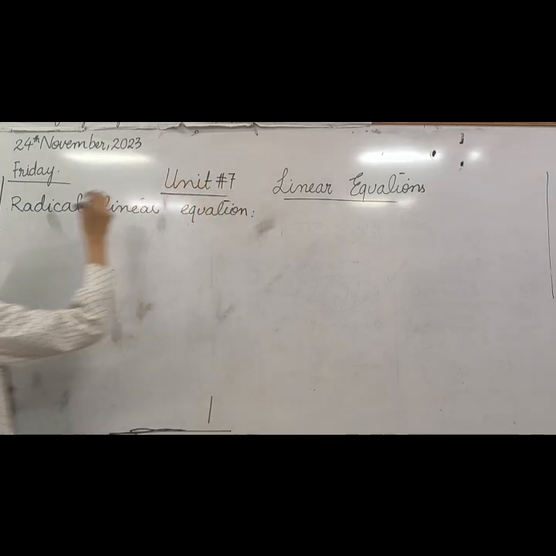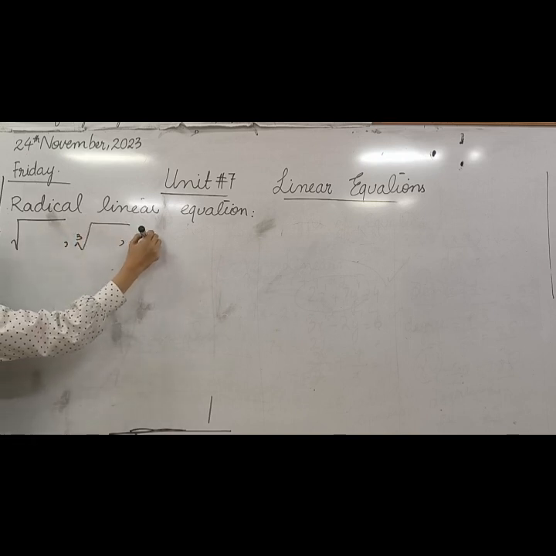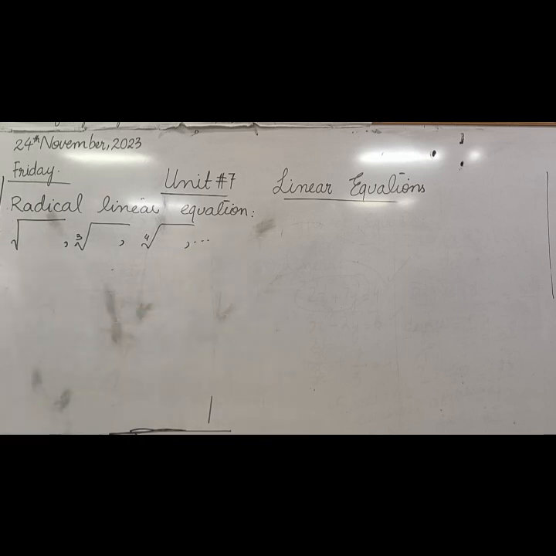What are radical linear equations? Equations involving square root, cube root, power 4, 5 and so on. Equations involving radical sign are called radical linear equations. Linear equations involving radical sign are called radical linear equations. Now we'll see how to solve radical linear equations.